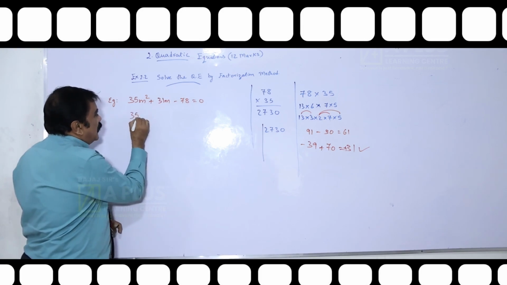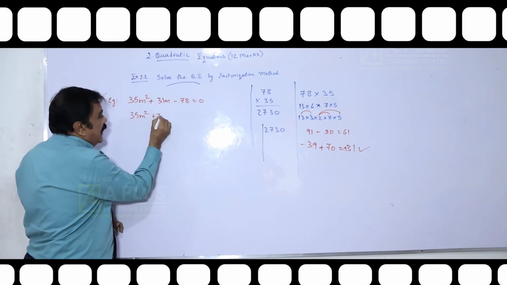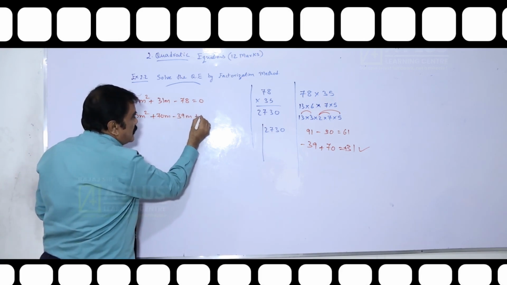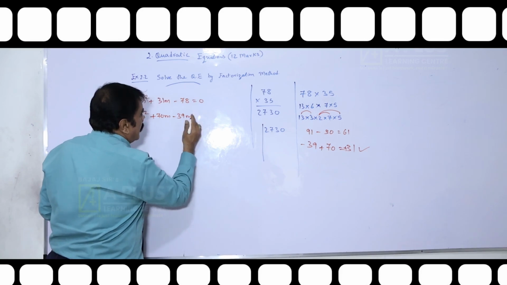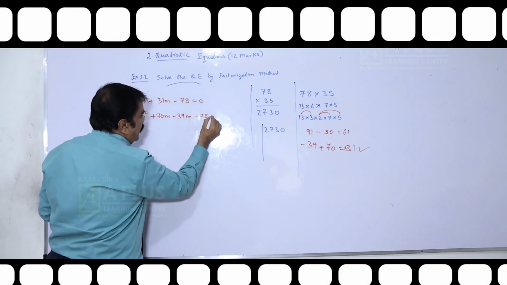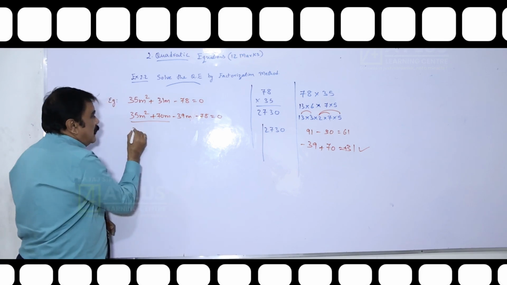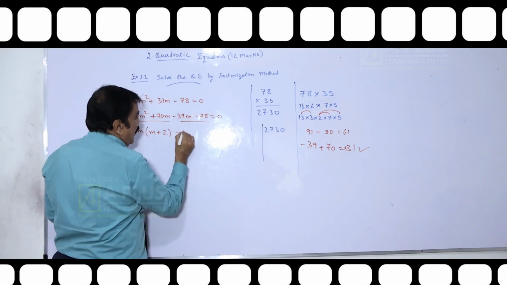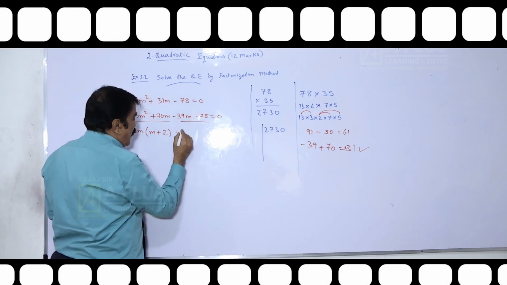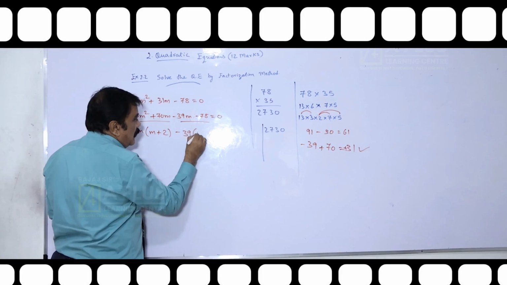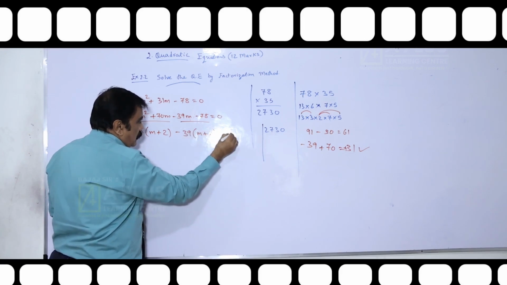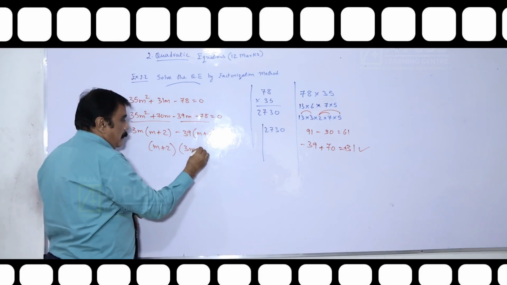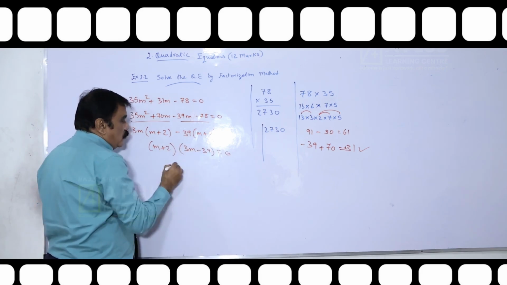So see what I do. 35m square, I'll take plus 70m first, plus 70m minus 39m, 35m minus 78 equal to 0. So here you see what is common. 35m is common. I'll get m plus 2. And here you see, what is common? Minus 39 is common. So I'll get m plus 2 equal to 0. So that will give me m plus 2 and 3m minus 39. Is that clear? Now further you know how to solve it.